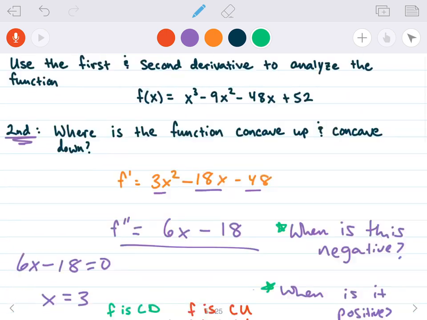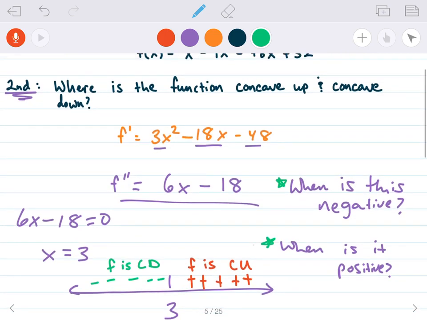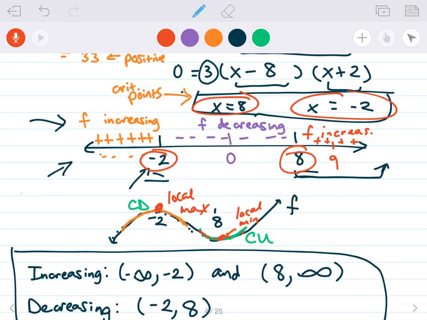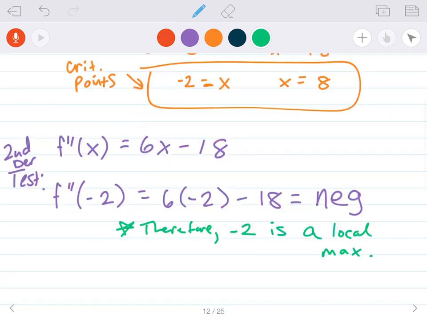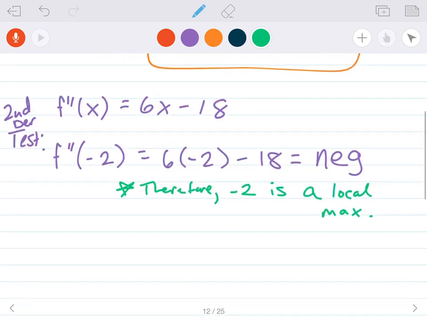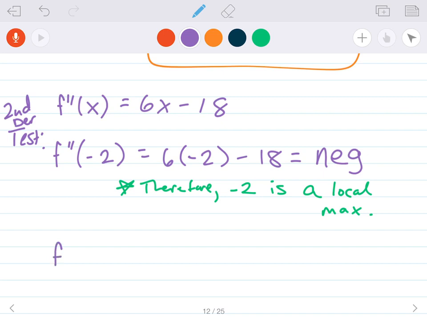Yeah, so our picture, remember, when we did the first derivative test, we found that -2 was the local max. And we found that 8 is the local min by the first derivative test. Let's confirm it with the second derivative test. So second derivative test, if I plug in 8 into my second derivative function, I should get a positive number. And I do. This is a positive number.